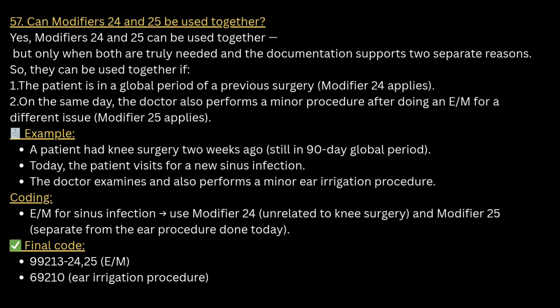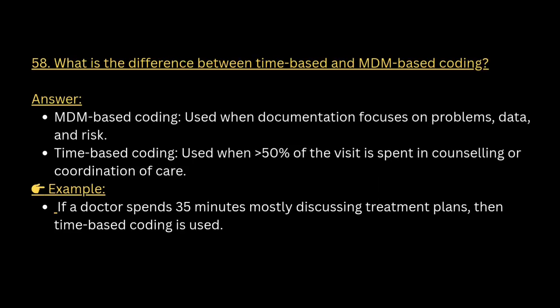Can modifier 24 and 25 be used together? Yes, modifier 24 and 25 can be used together, but only when both are truly needed and the documentation supports two separate reasons. So they can be used together if the patient is in the global period of the previous surgery. On the same day, the doctor performs a minor procedure after doing E&M for a different issue. Here I have given an example, go through it.